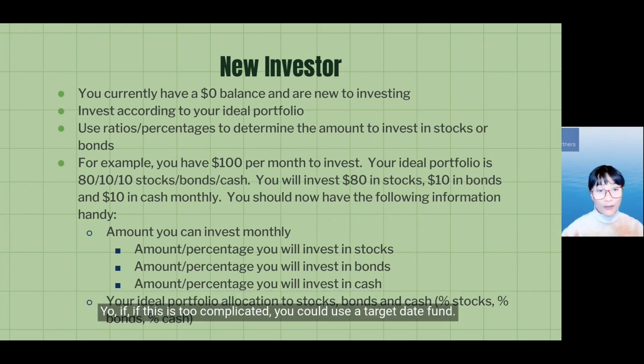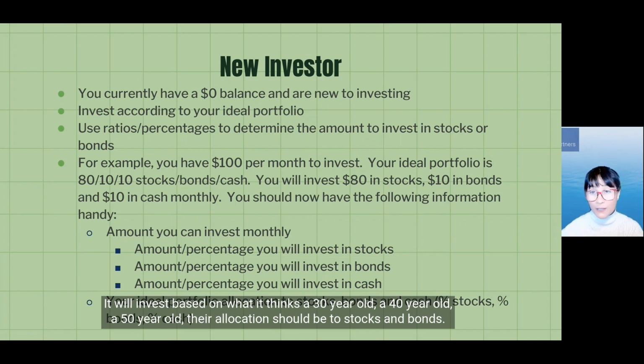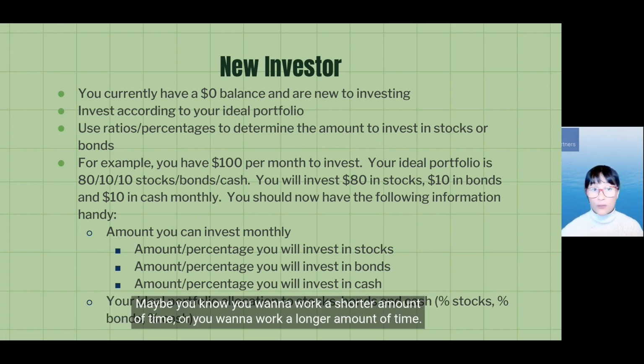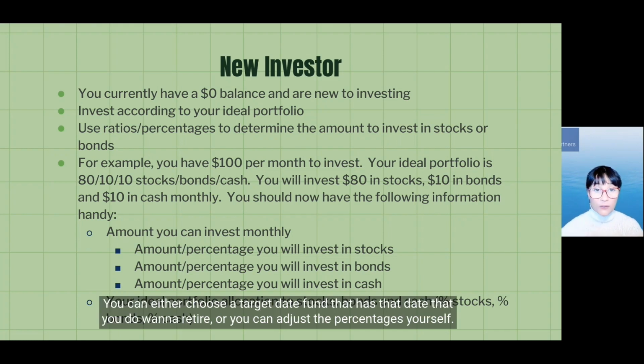Of course, if this is too complicated, you could use a target date fund. A target date fund basically does this automatically. It will invest based on what it thinks a 30-year-old, a 40-year-old, a 50-year-old, their allocation should be to stocks and bonds. But maybe you want to work a shorter amount of time or you want to work a longer amount of time. You can either choose a target date fund that has that date that you do want to retire, or you can adjust the percentages yourself.